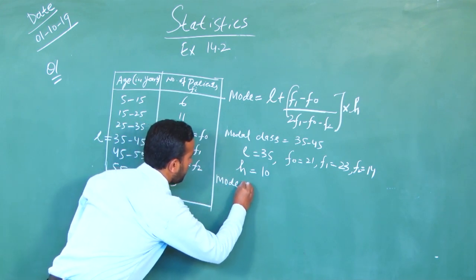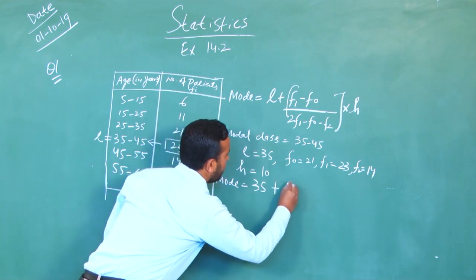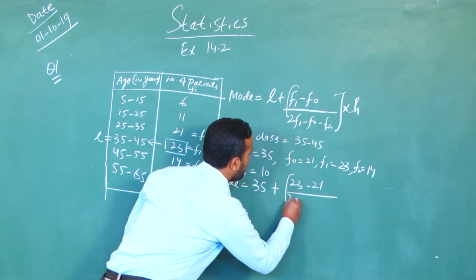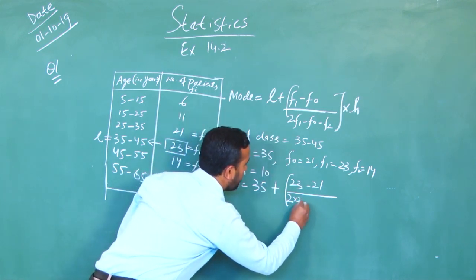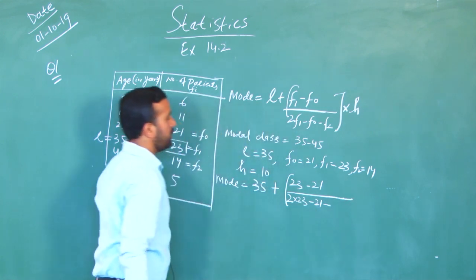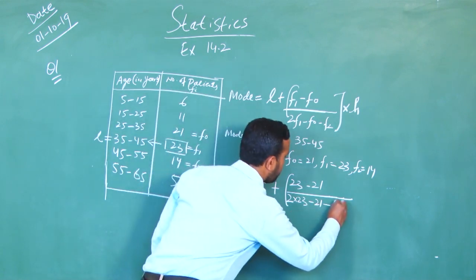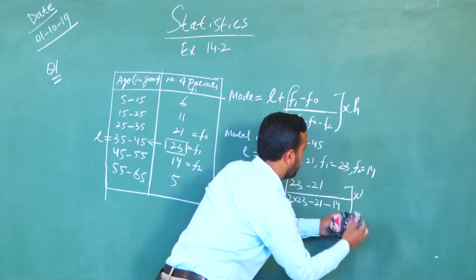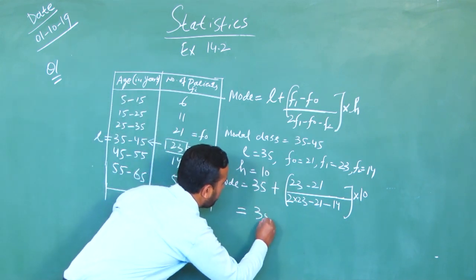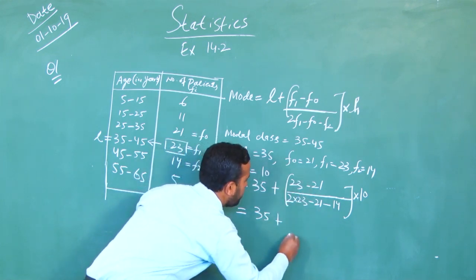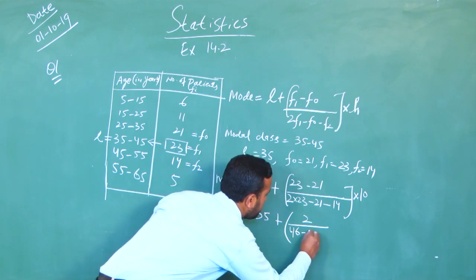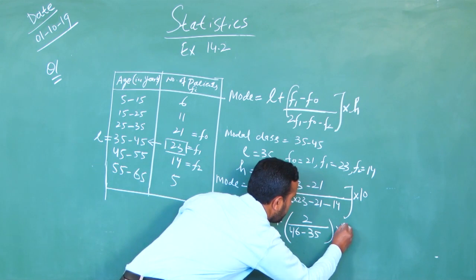Now simply use the values in the given formula. So the mode will be equal to L, that is 35, plus F1, that is 23, minus F0, that is 21, divided by 2 times F1, that is 2 multiplied by 23, minus F0, that is 21, minus F2, that is 14, multiplied by H, that is 10. We do the simple calculations now. 23 minus 21 is equal to 2, and here it is 46 minus 35, multiplied by 10.